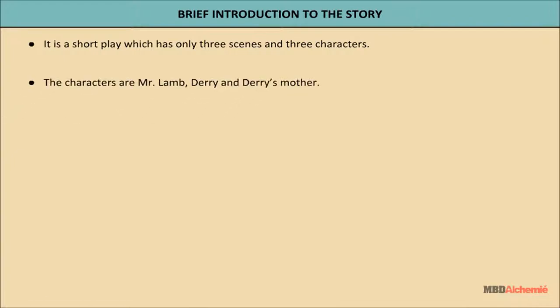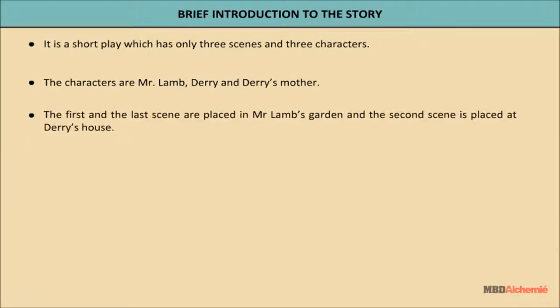Brief introduction to the story. It is a short play which has only three scenes and three characters. The characters are Mr. Lamb, Derry, and Derry's mother. The first and the last scene are placed in Mr. Lamb's garden, and the second scene is placed in Derry's house.